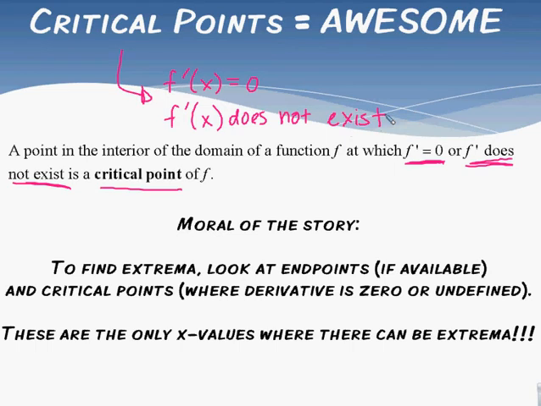Here's the moral of the story, folks. For any function that has extrema, the only place that an extremum is going to occur is at an endpoint, if it's available, or at a critical point, where the derivative is 0 or undefined. These are going to be the only places that we care about to even find maxes or mins. They have to occur at either endpoints or critical points. Okay, let's do a couple examples.